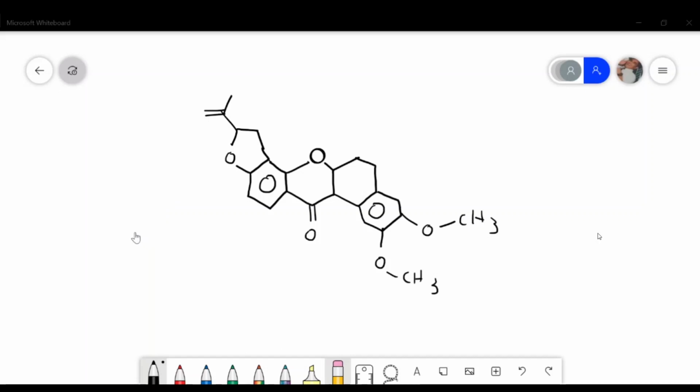So count the number of chiral centers, and send in your number of maximum stereoisomers. You guys have 2 minutes to do this. You can just type out your chiral centers, comma, your number of maximum stereoisomers in the chat.